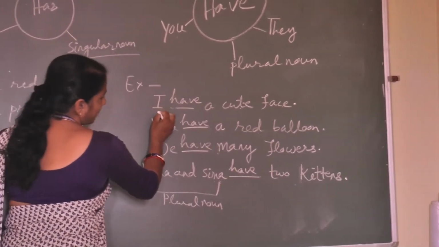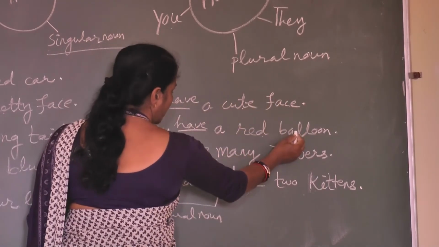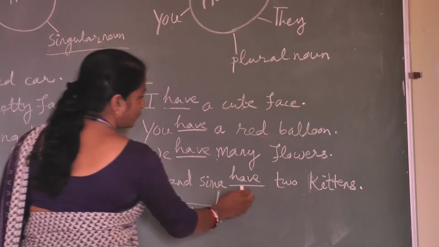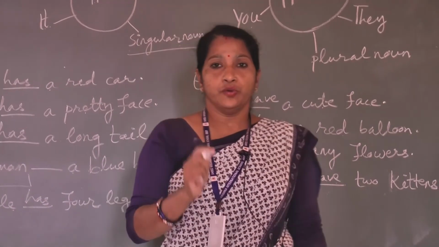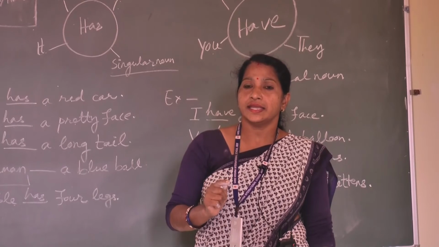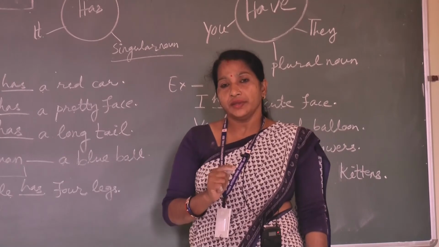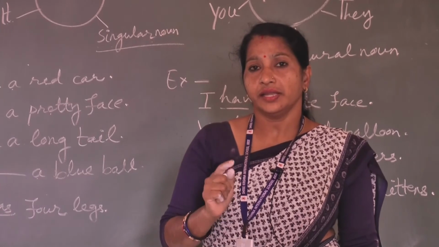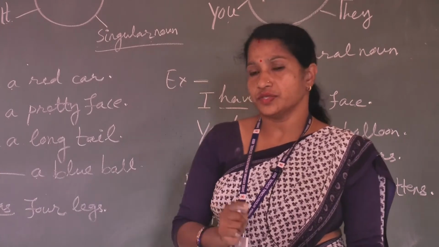Now again repeat, children. I have a cute face. You have a red balloon. We have many flowers. Rima and Sima have 2 kittens. Okay. Now it's clear, children. We use has with he, she, it and with a singular noun. And we use have with I, we, you and they and with plural nouns.